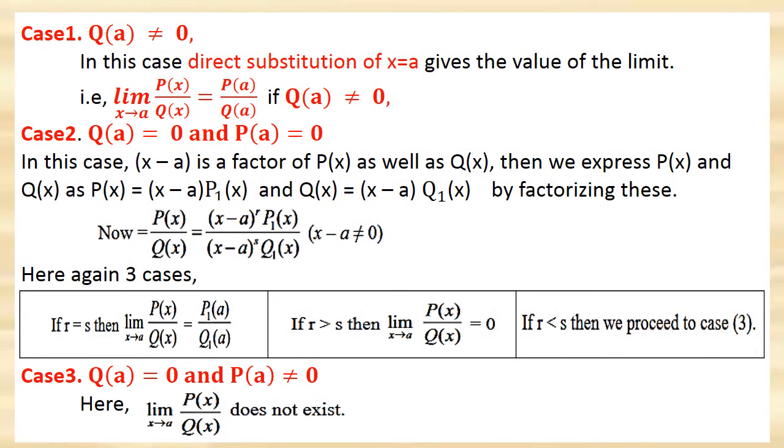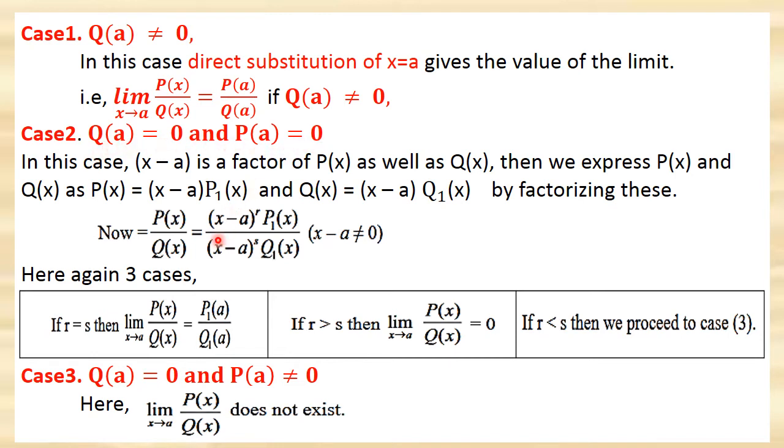Let's analyze the three cases. Case 1, q of a not equal to 0. That is, after substituting x equal to a, if the denominator is not equal to 0, then the direct substitution of x equal to a gives the value of the limit. That is, limit x tends to a, p of x upon q of x is equal to p of a upon q of a.